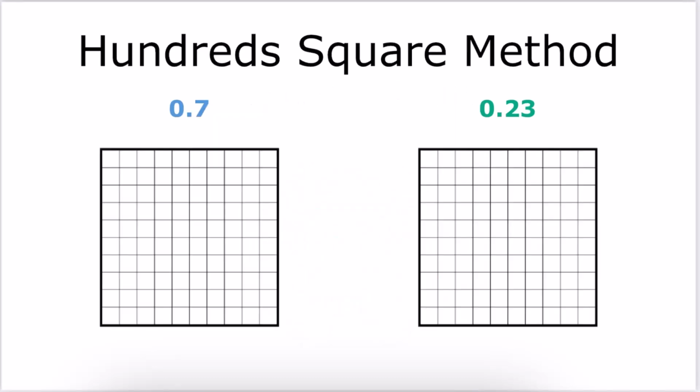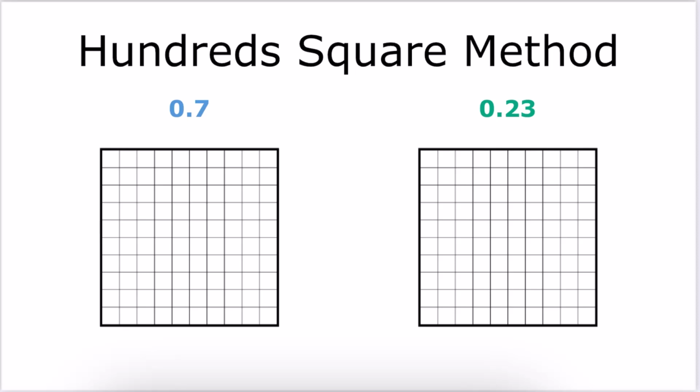So the first method is the 100 square method, and this method is the most effective when you have decimals that don't have very many decimal place values. 2 decimal place values is the best, like 1 to 2. You can also do 3 to 4 if you cut up the little squares into 10 pieces and then cut those into 10 pieces. But if you have like 5 or 6 or 7 decimal places, the 100 square method is not as effective.